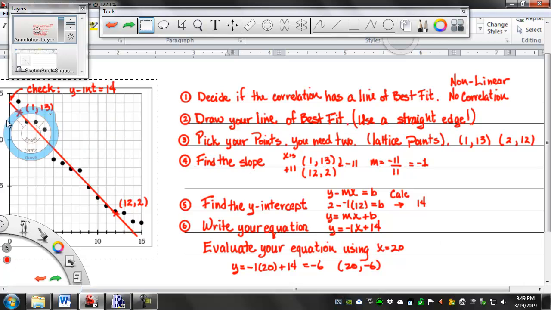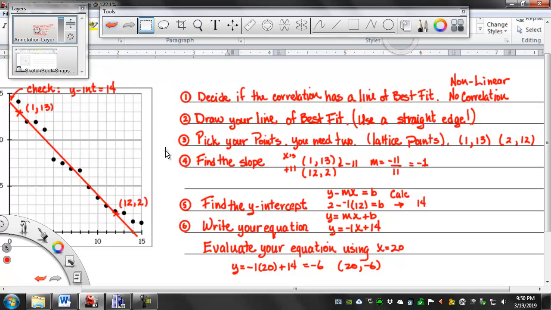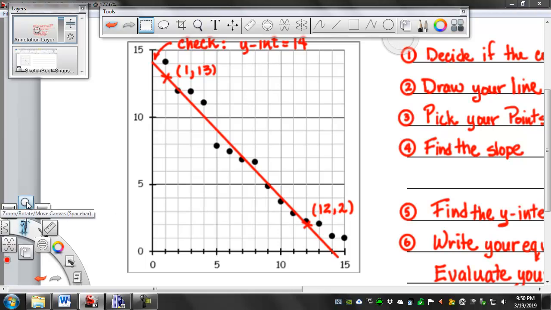Next thing you have to do is you go along your line here. Let me zoom in on that. And then you want to pick two lattice points. And if you're careful when you draw your line of best fit, you should make sure as you draw it that you at least pick up two lattice points. And you see I have a lattice point there, and a lattice point is where a point hits right where my cursor is at. So right there, that line hits on the point (1, 13). So I go ahead and mark that, and I come down here and I can see it's on (12, 2). So I mark those two points, and then from those two points I'll go ahead and find my slope.